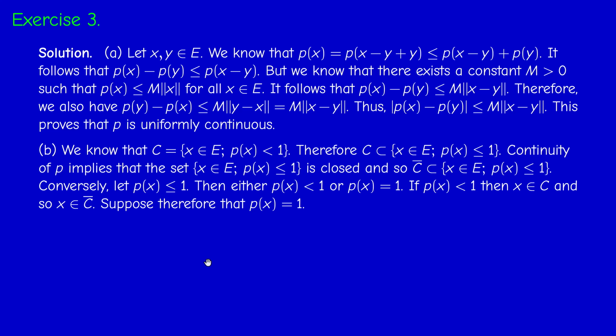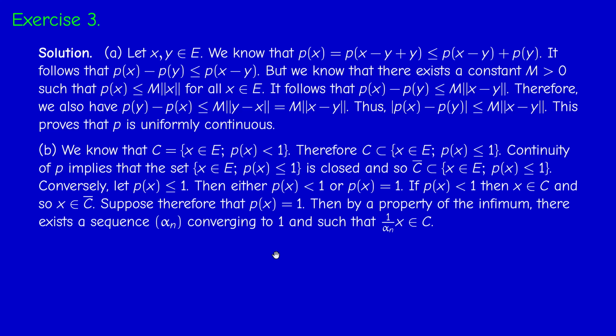The interesting case is where P of X is precisely equal to 1. Now if we go back to the definition, or a fundamental property of the infimum: the infimum is one of the set that we talked about so many times. So the set of alpha positive such that 1 over alpha x belongs to C. So the fact that the infimum is 1 means that actually there is a sequence in the set converging to 1.